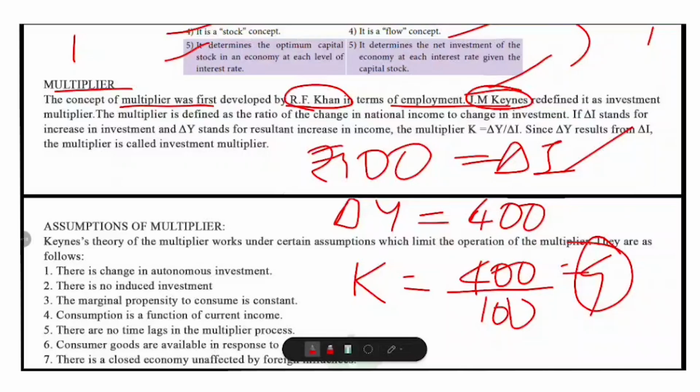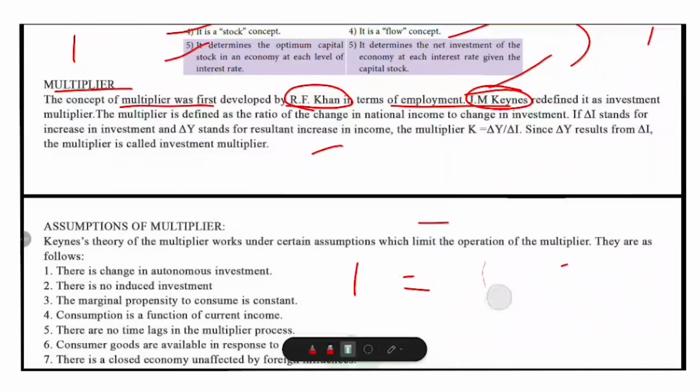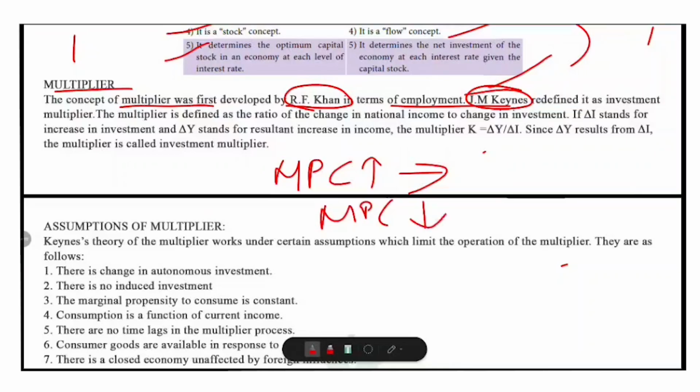And what is the mathematical equation for finding MPC? K is equal to delta C by delta I. And remember one thing, if MPC is higher, there is a larger multiplier effect, and if MPC is lower, there is a smaller multiplier effect. Hope it is clear for you.